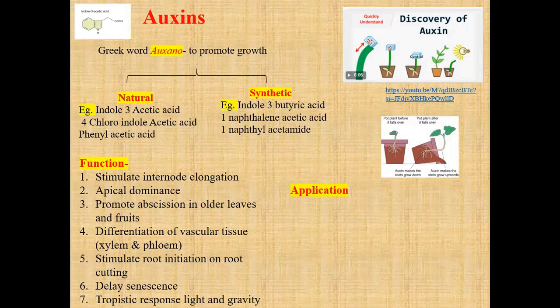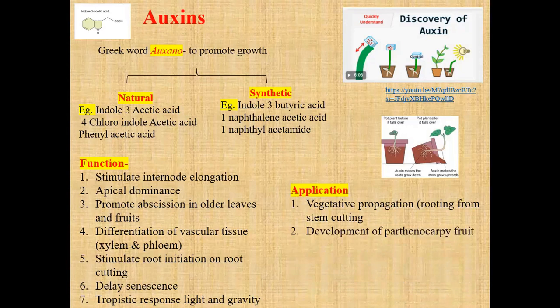Now where is auxin applicable, or what are the applications of this? The first application is in vegetative propagation: rooting from the stem cutting, root formation or propagation of the roots, rootlets. In this case, auxin plays an important role. Second, development of parthenocarpic fruit. Parthenocarpic fruit means seedless fruits, just like grapes and tomatoes. For the development of such types of fruits, auxin plays an important role.